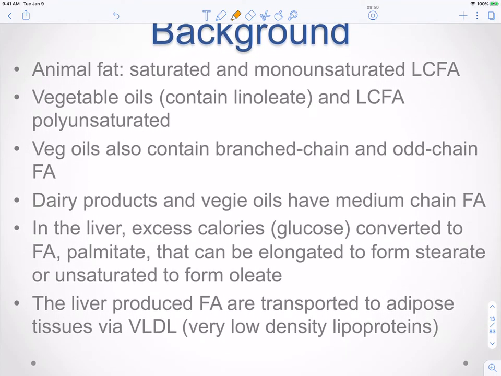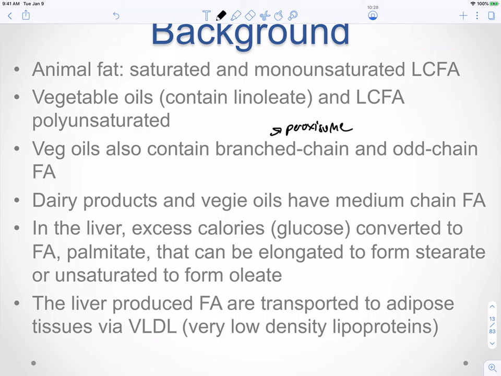So where do we get these sources of fatty acids? Well, animal fat is going to contain both saturated and monounsaturated long-chain fatty acids. Your veggie oils will contain our essential fatty acids. Veggie oils are also going to contain branched-chain fatty acids and odd-chain fatty acids. Branched-chain fatty acids have to go through the peroxisome regardless of size, and then your odd-chain fatty acids can be either in the peroxisome or in the mitochondria, depending on the chain size.